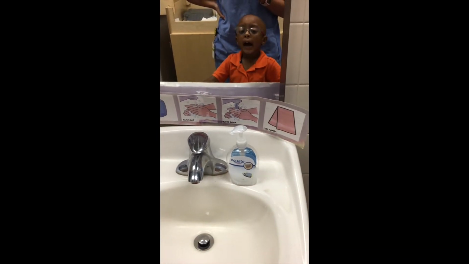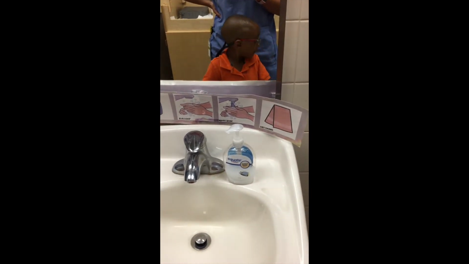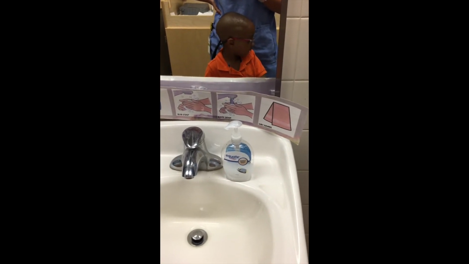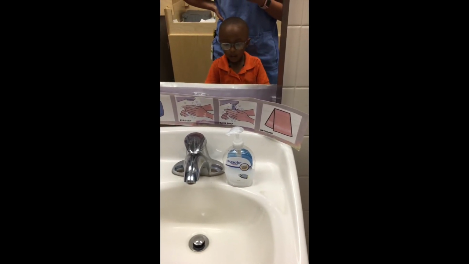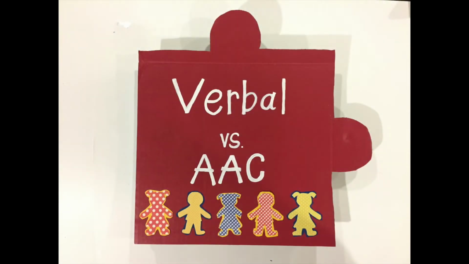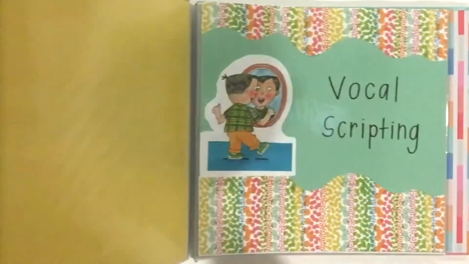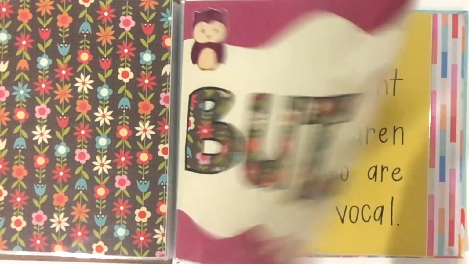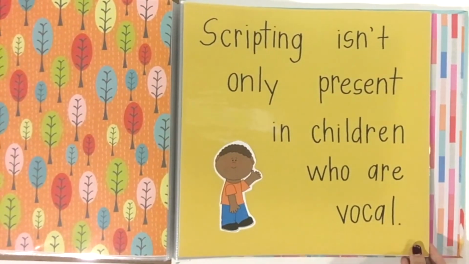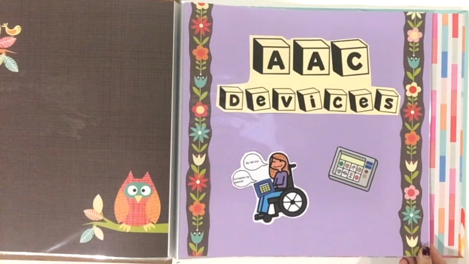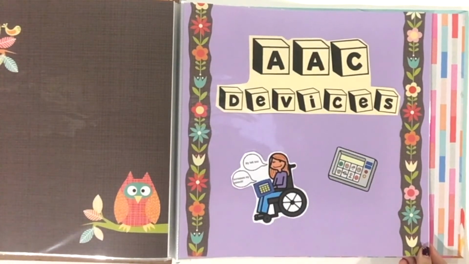This video shows how scripting can sometimes be intrusive. The child needs to wash his hands to return to class, but is distracted by his script. Our previous videos have all been examples of vocal scripting. But scripting isn't only present in children who are vocal. Those who use AAC devices or talkers can also create scripts. Here's an example of scripted language on an AAC device.